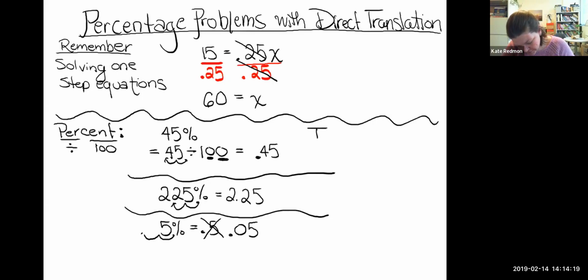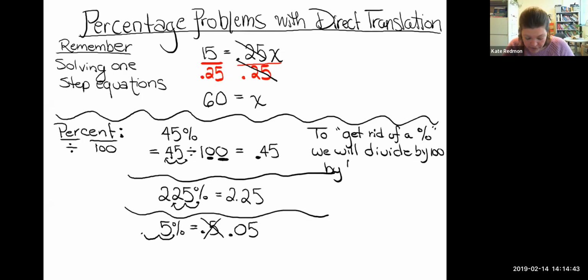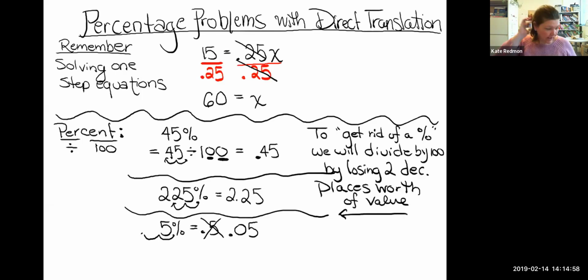Okay, so let's write this, and I'm going to call that getting rid of a percent sign. To get rid of a percent, we're going to do the implied division, and we're so stinking lazy that we won't even do it by hand. We're going to do it by moving the decimal place 2 places to the left, by losing 2 decimal places worth of value. As my decimal moves off to the left, my number gets smaller and smaller. That's what I mean by losing decimal places worth of value. Just that my number is getting smaller without any of the digits changing.